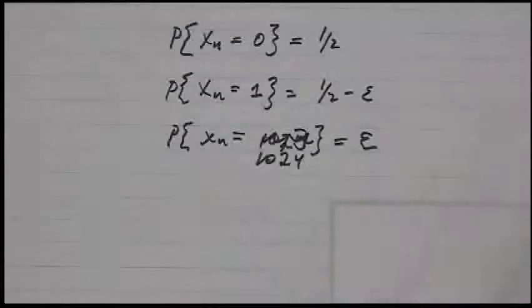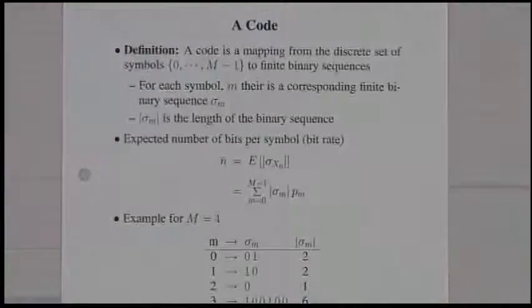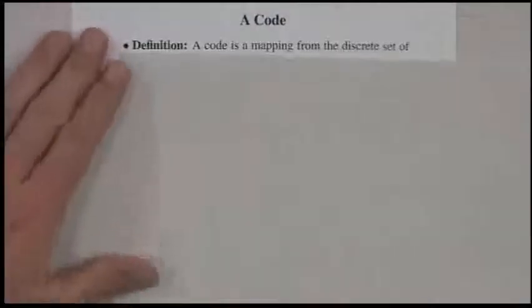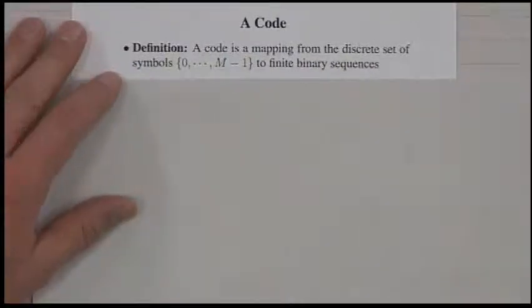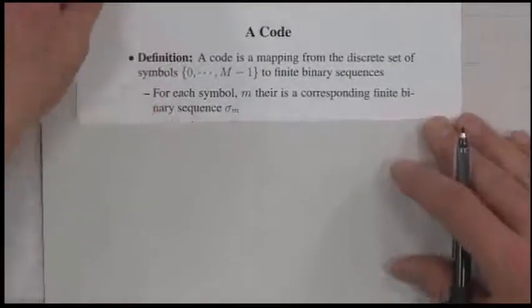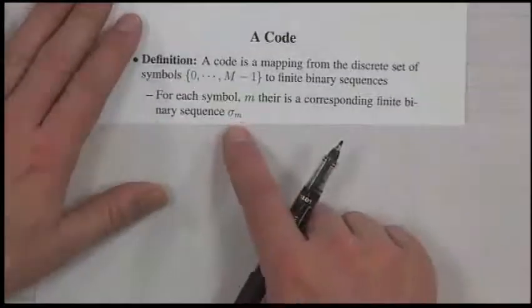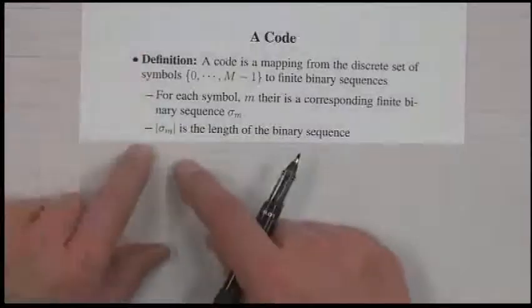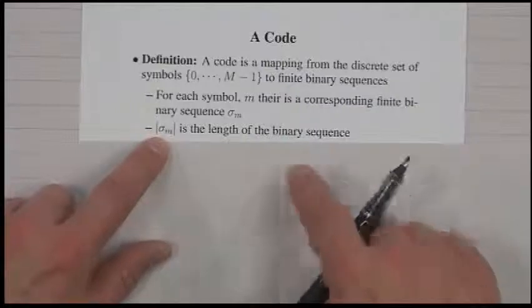Okay, well, the first thing we're going to need is a code. A code is a mapping from a discrete set of symbols 0 through m minus 1 to finite binary sequences. So for each symbol m, there's a finite binary sequence sigma m associated with it. And for notational purposes, if I write the absolute value of sigma m, that denotes the length of the binary sequence, right?